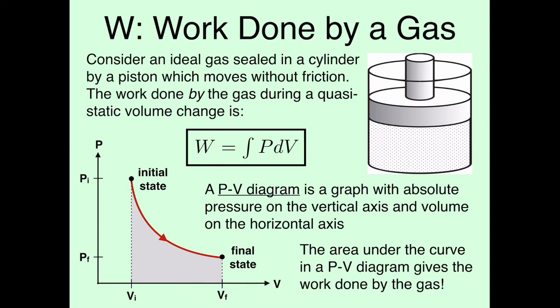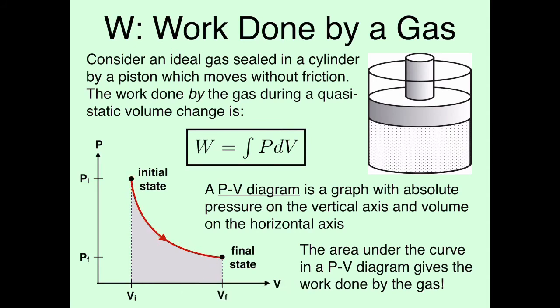So the graph at the bottom of the slide is called a PV diagram, where on the vertical axis, we have the absolute pressure, and on the horizontal axis, we have the volume of the gas. So we're plotting P versus V. So if the volume changes, you're going to move along this graph given by some kind of curve, which takes you from some starting state to some final state.